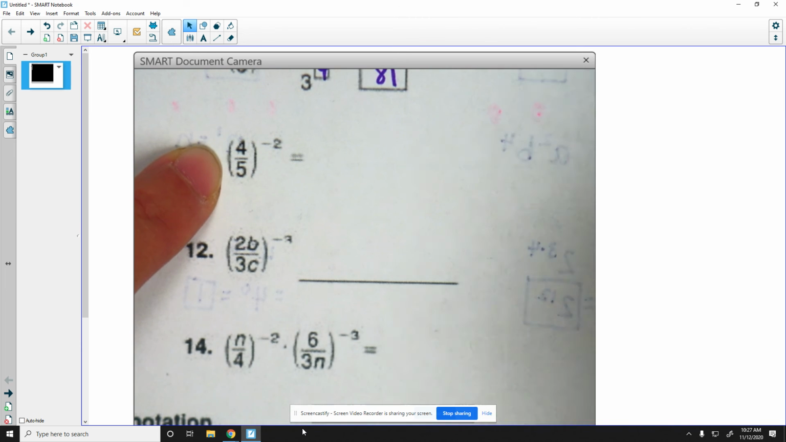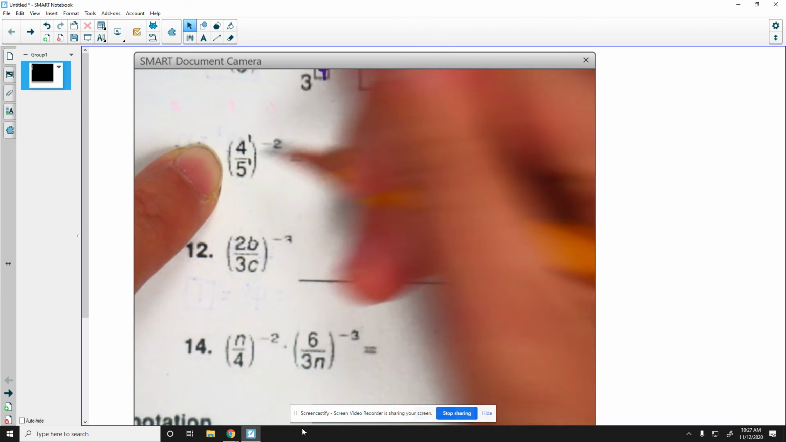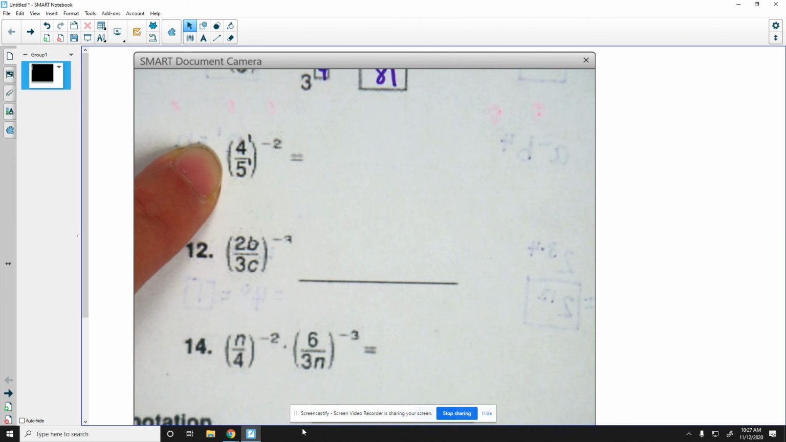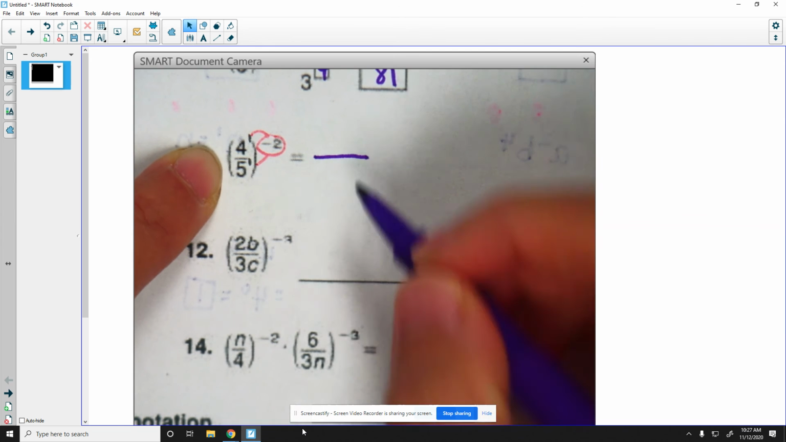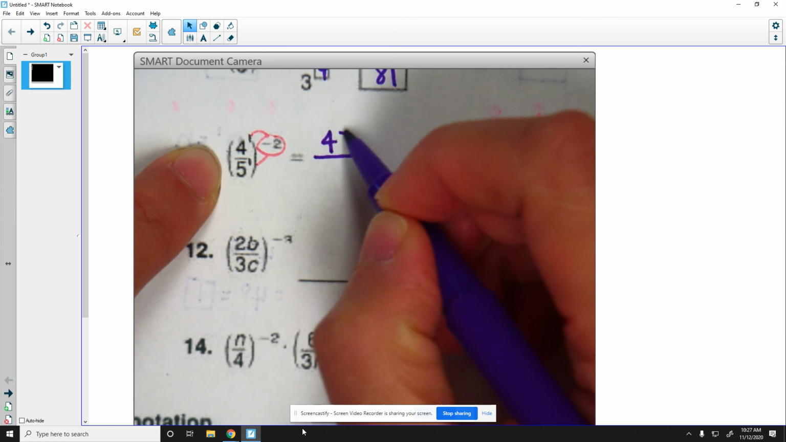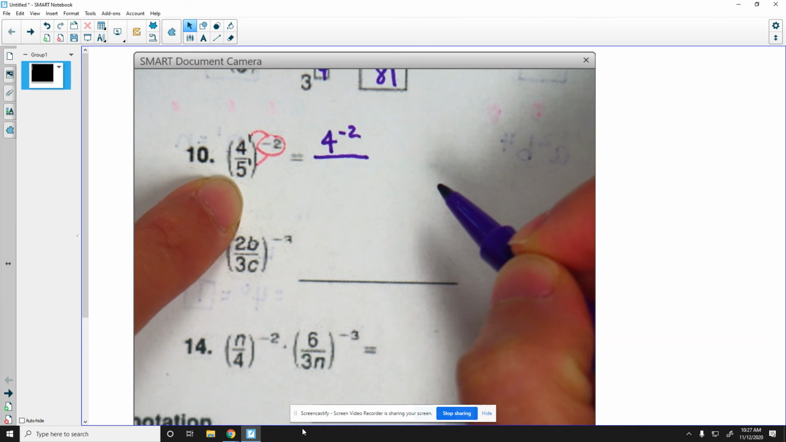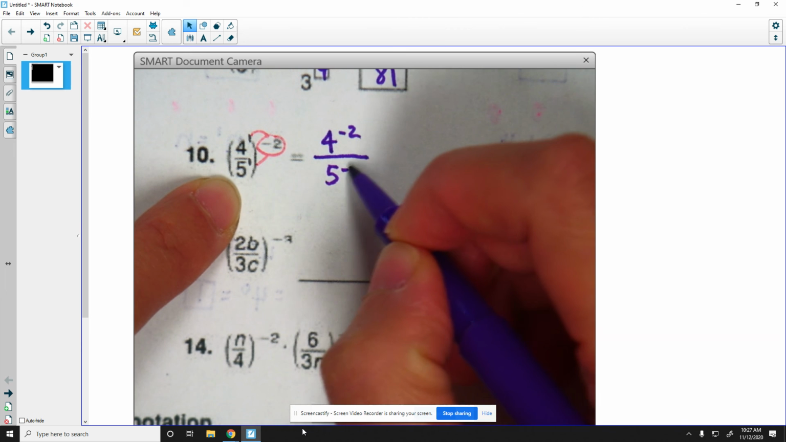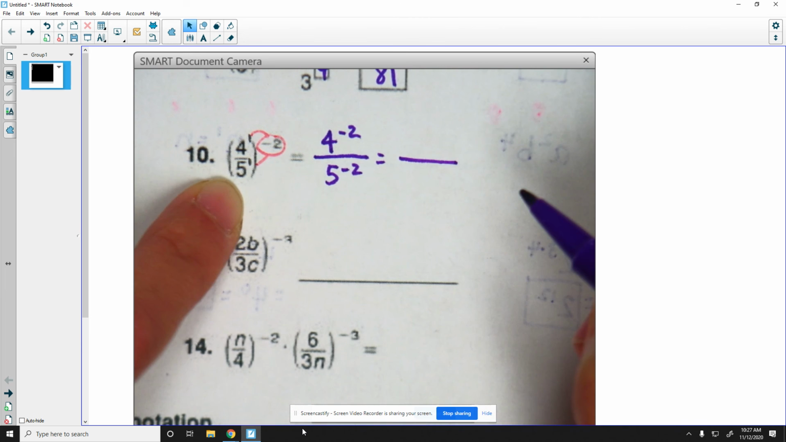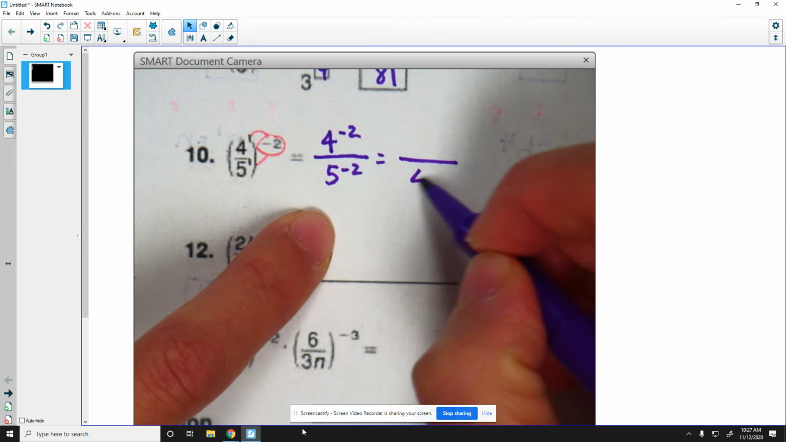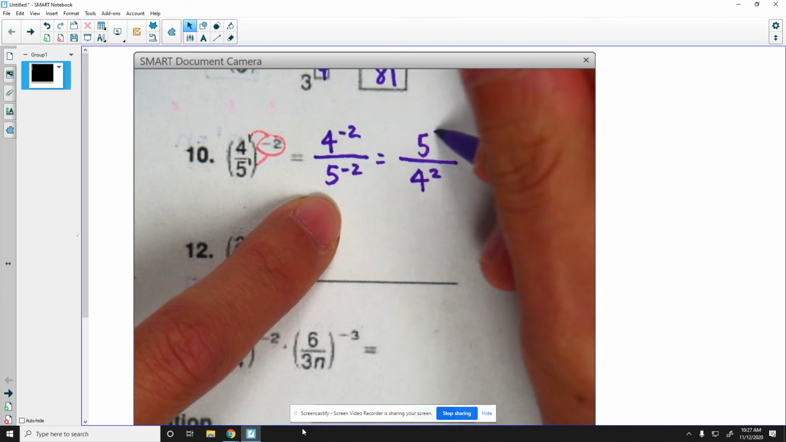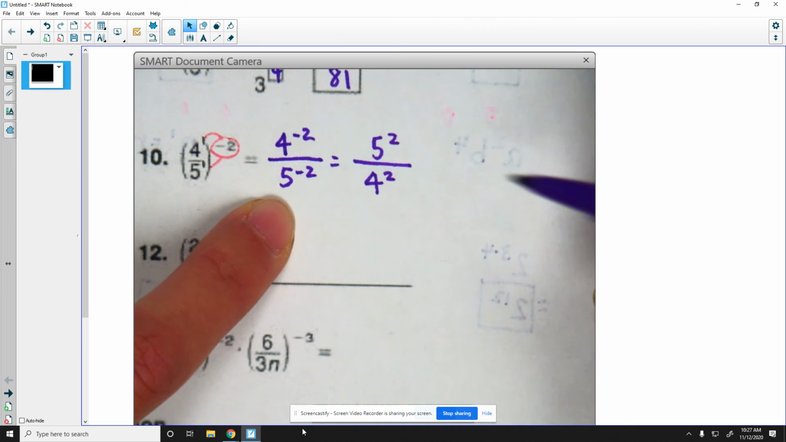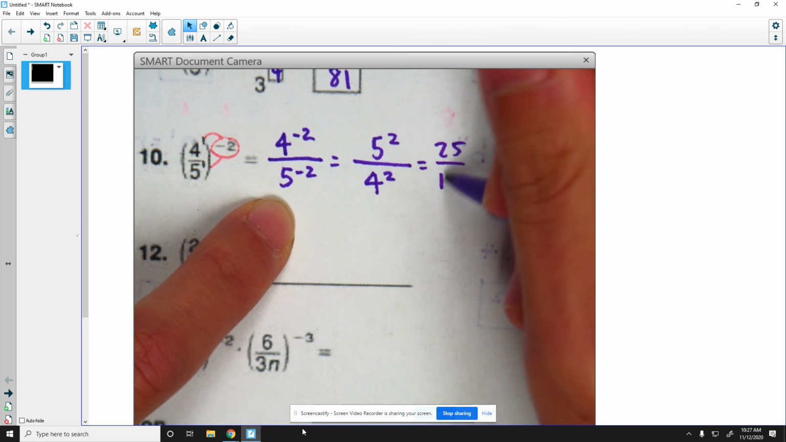Okay, so first of all, I have 4 to the 1, 5 to the 1. Take the negative 2 and multiply. So do not flip. Let's just write it all out. I have 4 to the 1 times negative 2 is negative 2. 5 to the 1 times negative 2 is negative 2. Now I can flip. The 4 goes to the bottom because it was a negative exponent. The 5 goes to the top because it was a negative exponent. So I get 25 over 16.